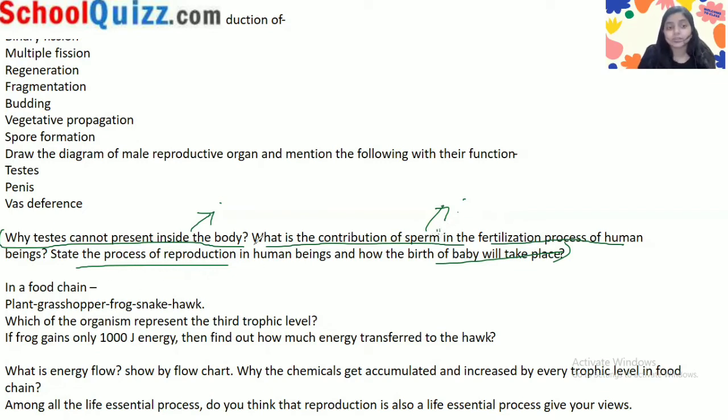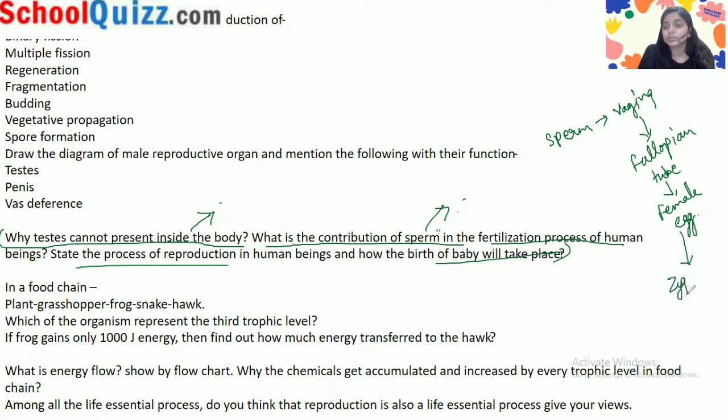And state the process of reproduction in human beings and how the birth of a baby will take place. Firstly, the sperm goes to the vagina, and through the vagina, it moves to the fallopian tube, or you can also call it the oviduct. And in the fallopian tube, it will meet the female egg cell. Then they fuse to form a zygote.